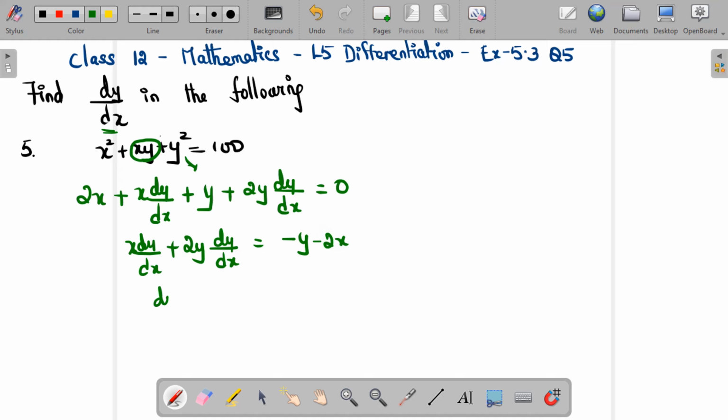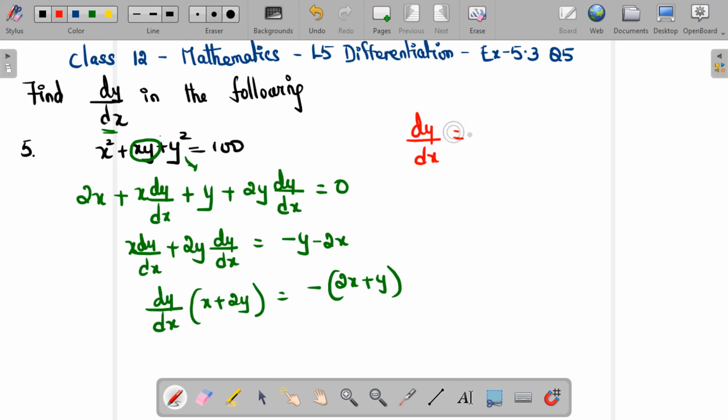So collect the dy by dx term outside. So dy by dx into (x plus 2y) is equal to, I am taking this minus sign out, so it is minus (2x plus y). I am putting a bracket out here. So in the last step, we can write out the value of dy by dx. So dy by dx is minus of (2x plus y), the whole thing divided by (x plus 2y).